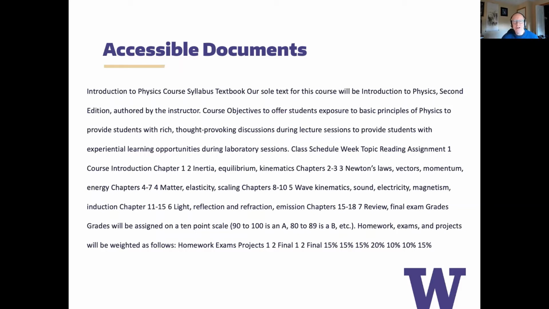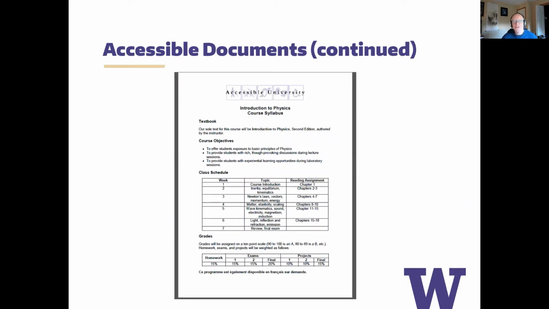So if we add structure to this document, this is what it could look like, where you have exactly the same content. These are two identical pieces of information, but this one has structure. So we have a clear main heading, Introduction to Physics course syllabus, and we have clear subheadings, textbook, course objectives, class schedule, and grades that are all equal levels. I can tell that because they're all the same size and they're all the same position on the page. And they're all bigger and bolder than surrounding text.